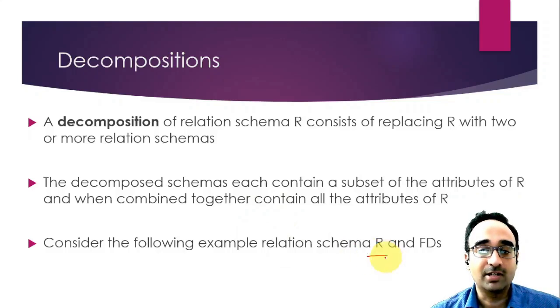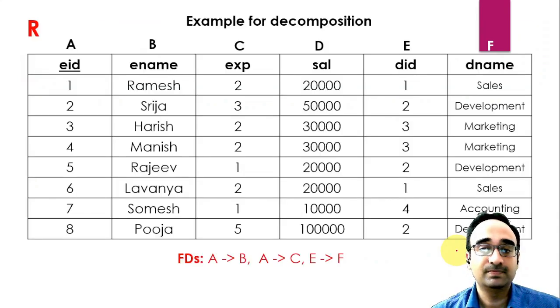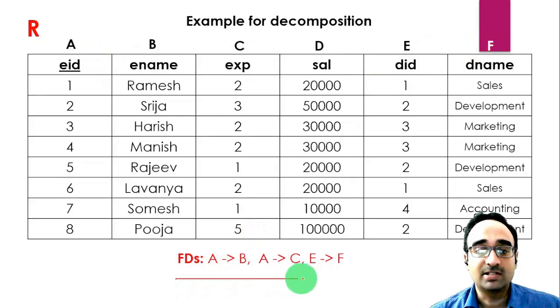We are going to look at a tabular schema R with some FDs. You might remember this table from the first video, schema refinement. Its name is R. It has 6 attributes, and let's say EID is capital A, ename is capital B, and so on. Dname is capital F. I just renamed the attributes to A, B, C, D, E, F, and these are the FDs, functional dependencies, that are there on the table.